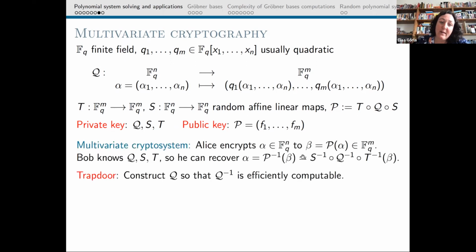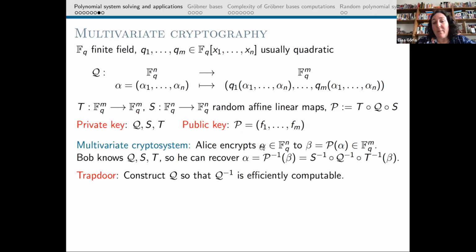And now this allows you to set up a public key crypto system in the following way. So the goal of a public key crypto system is that once you have constructed it, you publish it, and then everyone can use it to send you messages which are confidential, in the sense that you are the only one who can decrypt and read them. So with this setup, the public information will be this F1, ..., Fm.